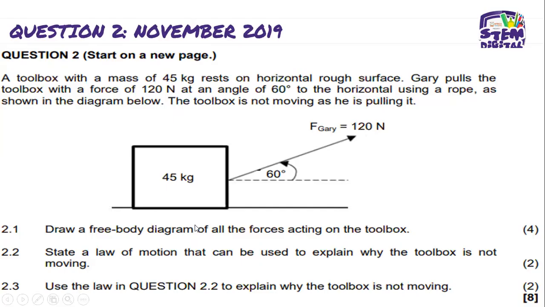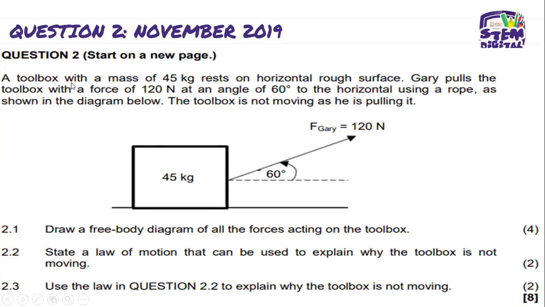Now, they tell us we need to state a law of motion that can be used to explain why the toolbox is not moving. So we need to be able to state the law. Now, before we can do that, let us think about why the toolbox is not moving. Because if we know why the toolbox is not moving, we will then be able to associate it with a specific Newton's law of motion.